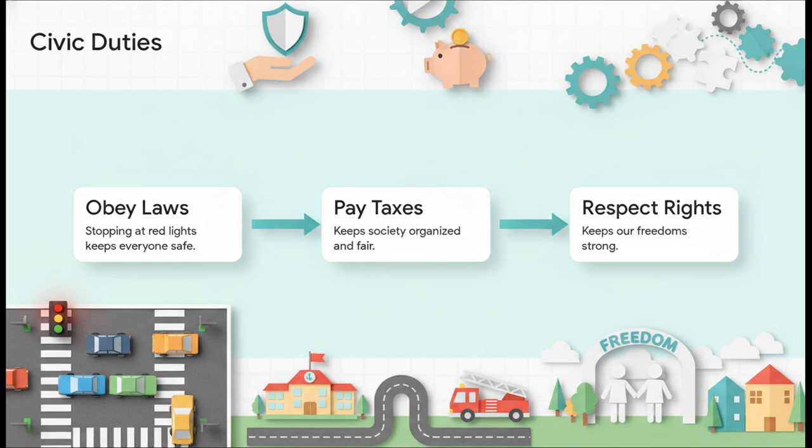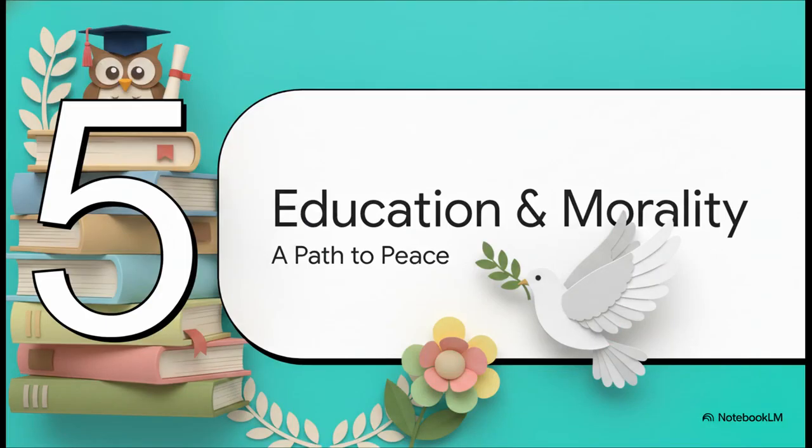And Step 3. Respecting others' rights. This ensures the exact same freedom you enjoy is extended to your neighbors. So you see, these aren't just boring legal obligations. They're literally the glue that holds a functioning society together. Finally, Section 5. Education, Morality, and Peace. Looking at the HeroesMart Academy philosophy.